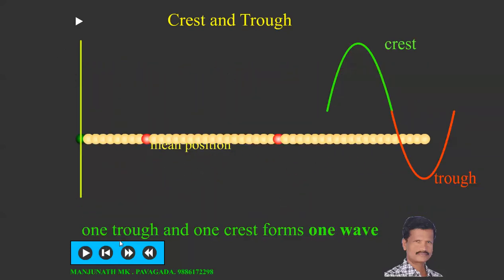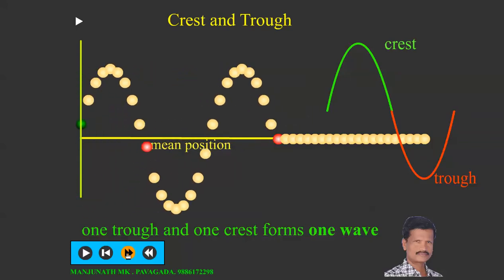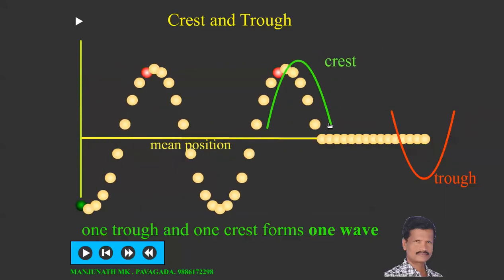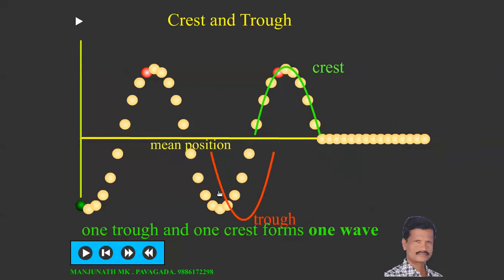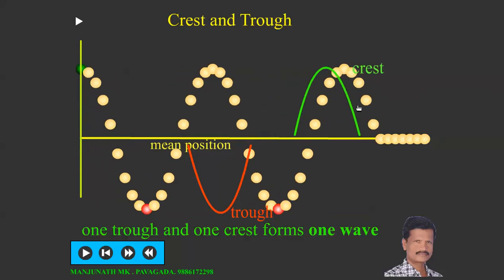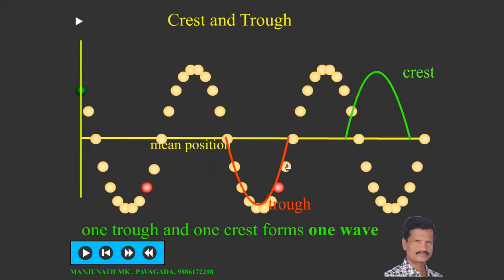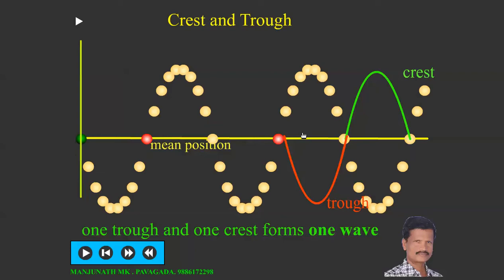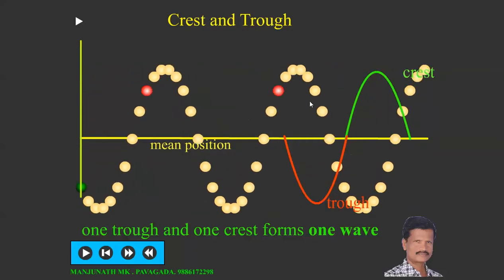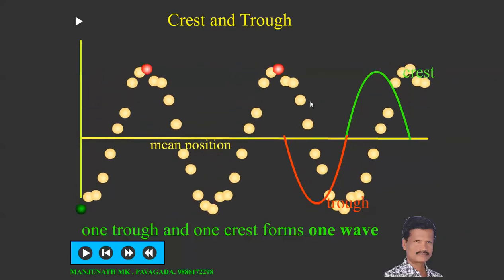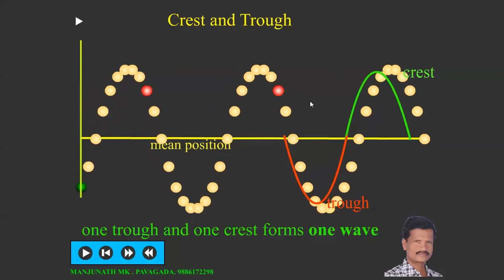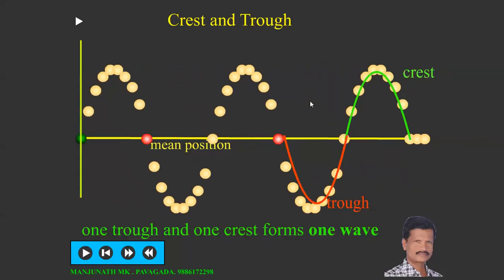So now let us know what is crest and trough. So here this portion is known as crest, and this portion is known as trough. One trough and one crest forms a wave. As the wave moves like this, the crest moves along with the wave, and also trough moves along with the wave. It doesn't mean that particles are moving along with the wave. We have already discussed that particles are not moving along with the wave, but they vibrate where they are.